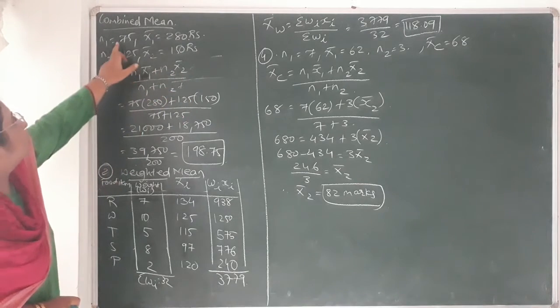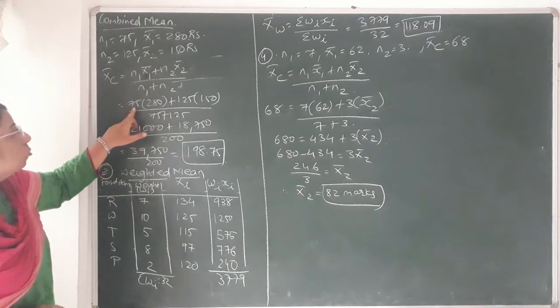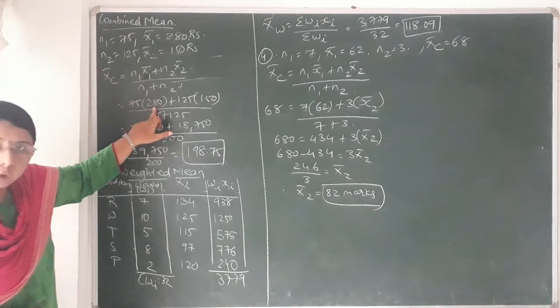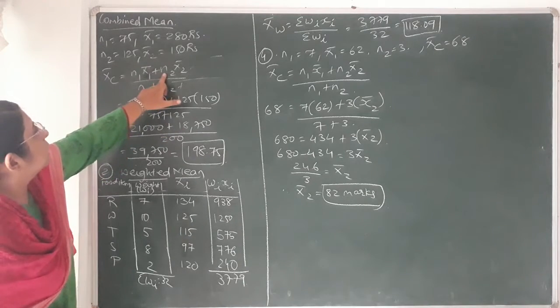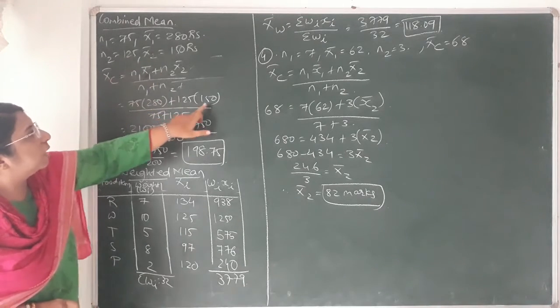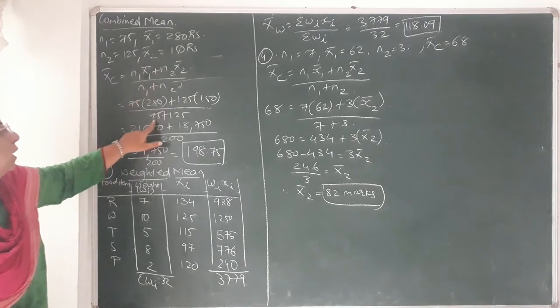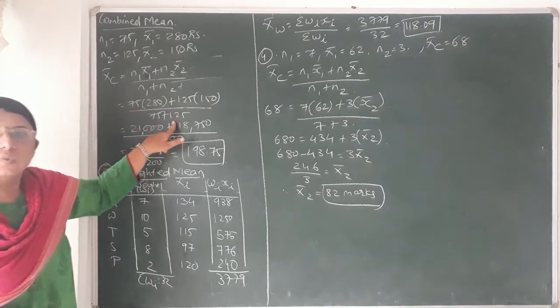Okay, now what is the value of n1? That is 75. So 75 into bracket x1 bar, that is 280. So 75 into 280 plus next one, that is n2 value, that is 125, x2 bar, that is 150, upon n1 plus n2, n1 that is 75 and n2 that is 125.